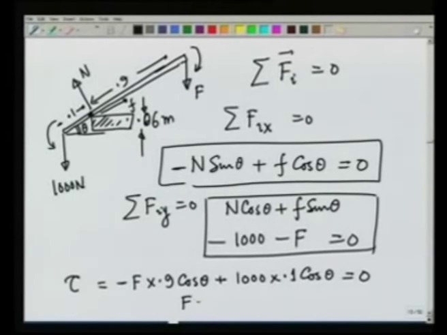And therefore, F comes out to be 1000 over 9, which is roughly 111.11 newtons, and that is your answer. If you wish to find what N and F are, those can be found from these equations. You will require sin theta and cosine theta for that, and that you can obtain from this triangle.